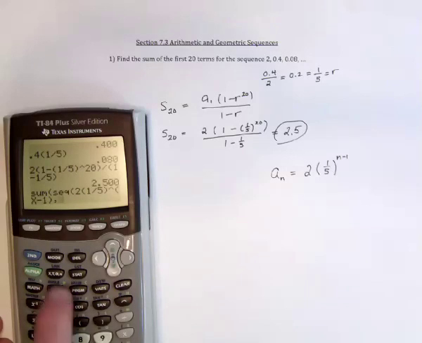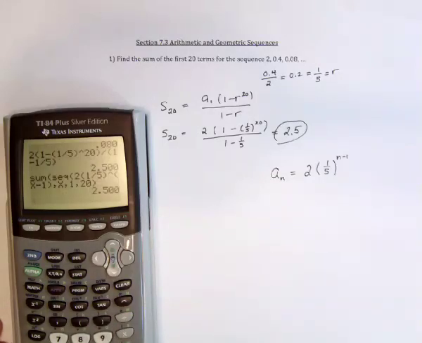And then I need to tell the calculator that x is the variable and have it go from the first to the 20th term. And do we get 2.5? Yes, it's right.